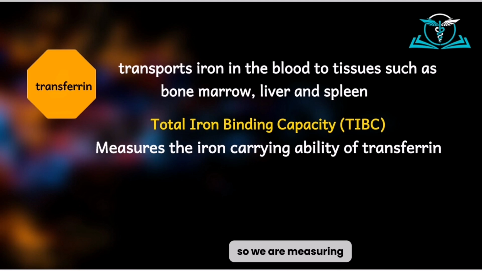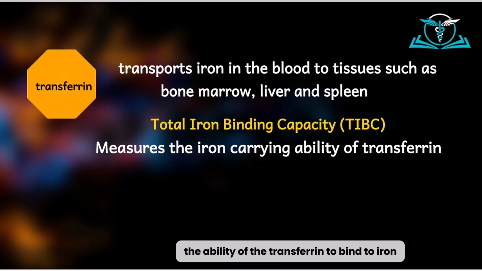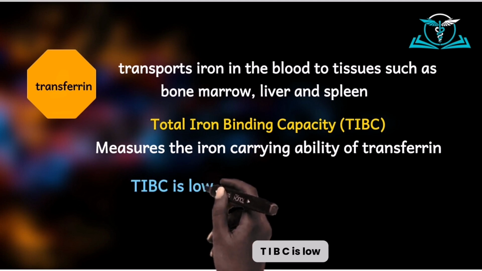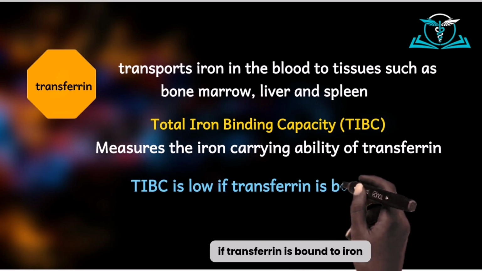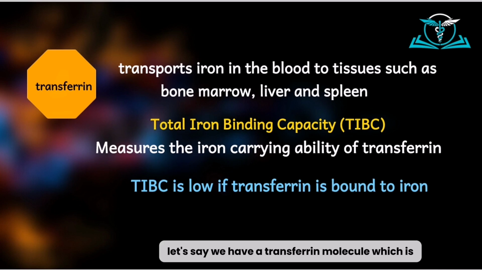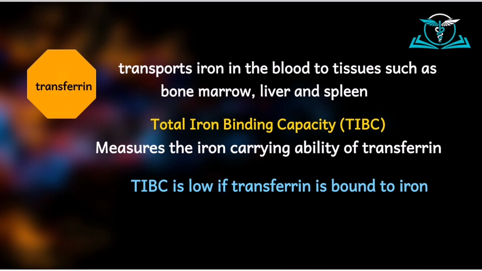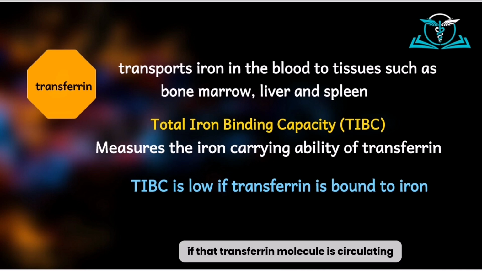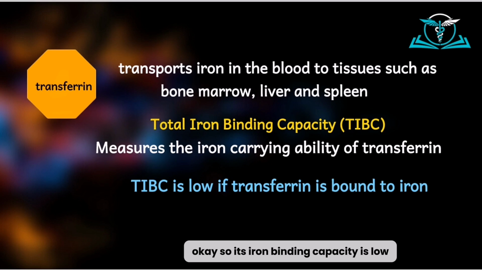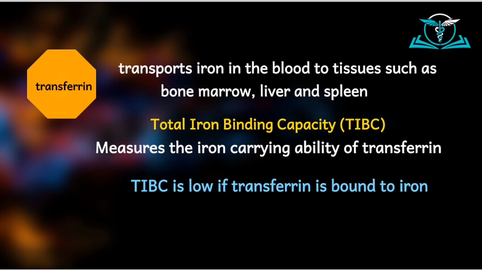So we are measuring the ability of the transferrin to bind to iron. So it means that TIBC is low if transferrin is bound to iron. Because let's say we have a transferrin molecule which is bound to iron. If that transferrin molecule is circulating in the blood, its capacity is low because it is already bound to iron. So its iron binding capacity is low, principally because it is already bound to iron.